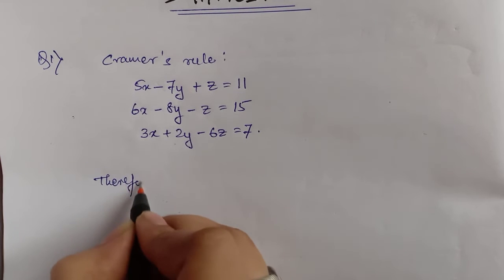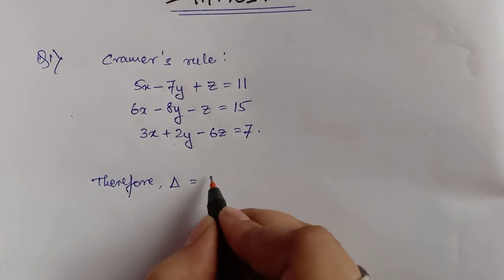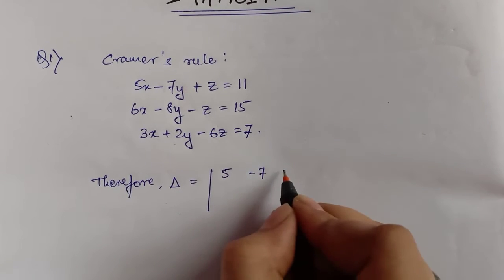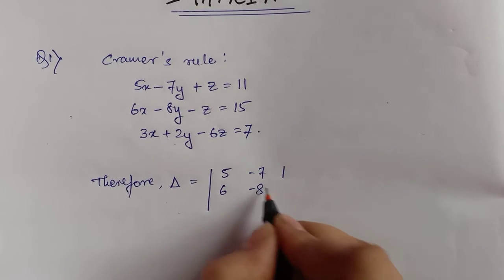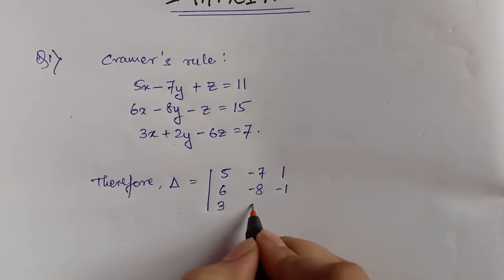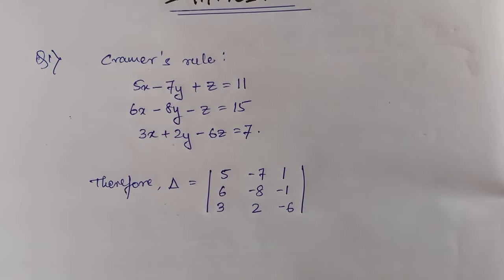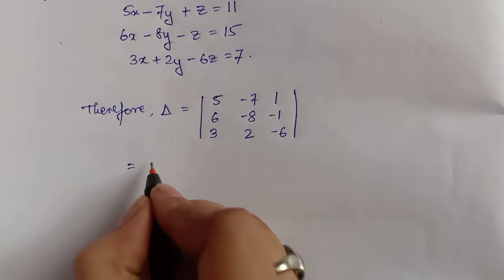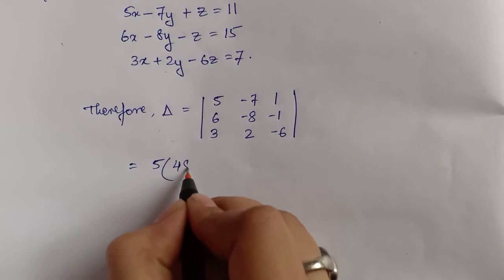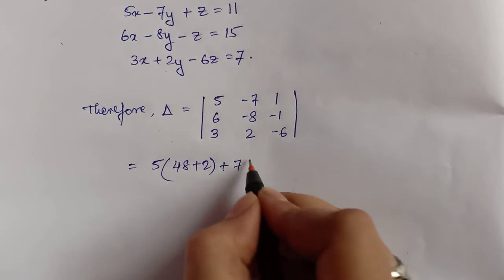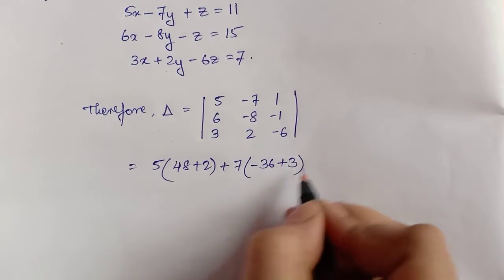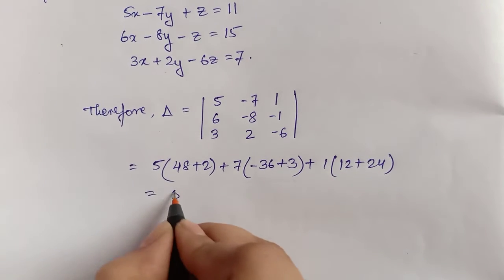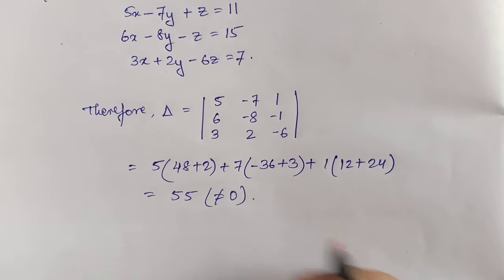Therefore, delta equals determinant 5, minus 7, 1, 6, minus 8, minus 1, and 3, 2, minus 6. Solving this, we get 5 into 48 plus 2, plus 7 into minus 36 plus 3, plus 1 into 12 plus 24. This gives us 55, which is not equal to 0.